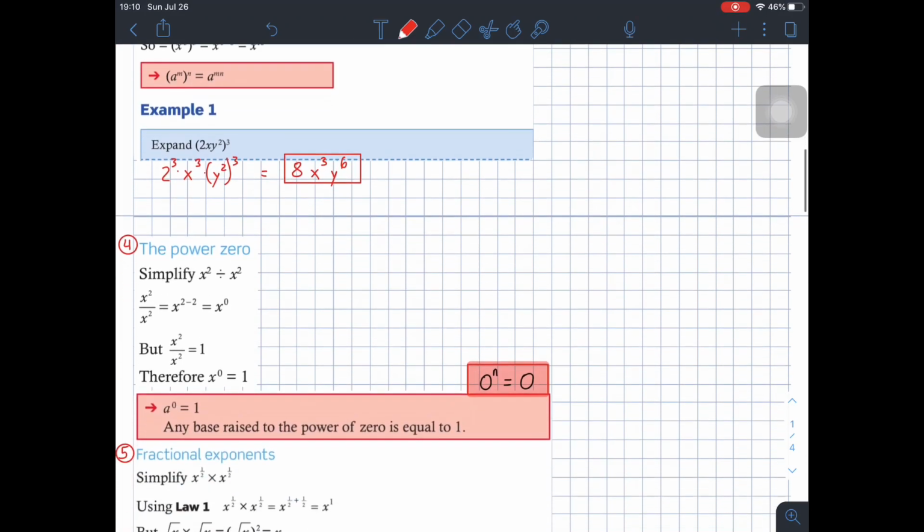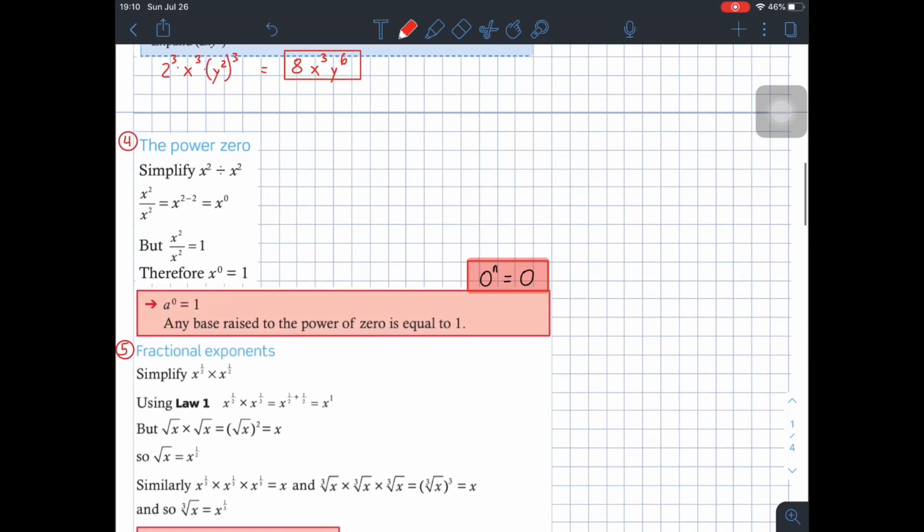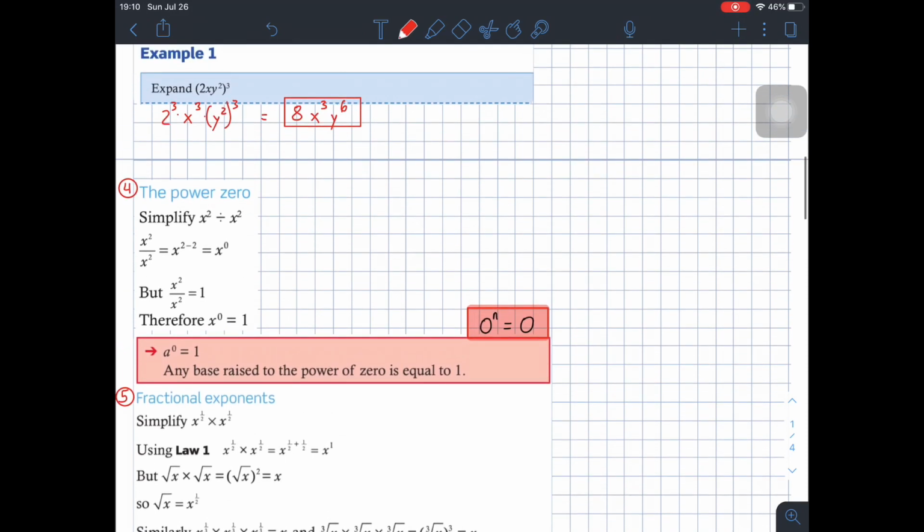Okay, then we have the fourth rule, the fourth law, which is the power 0. Have you ever wondered why any number, let's say a, to the power of 0 is always equal to 1? If you ever wondered that, or if you never really understood why, now you should be able to understand why that occurs. Let's see. As an example, imagine x squared divided by x squared.